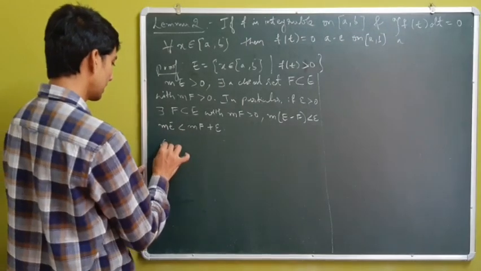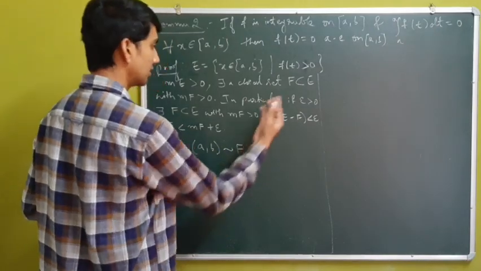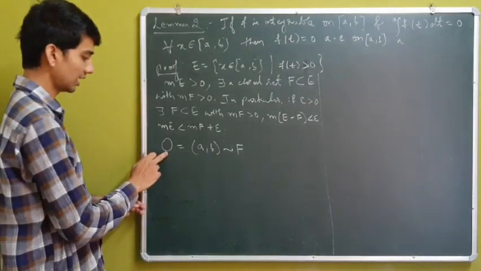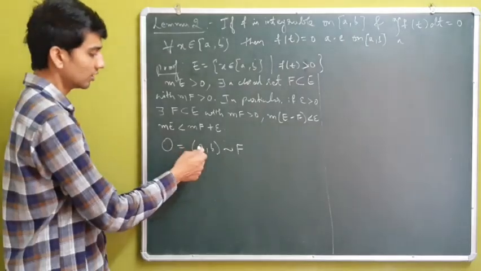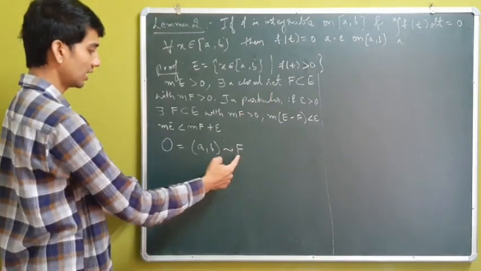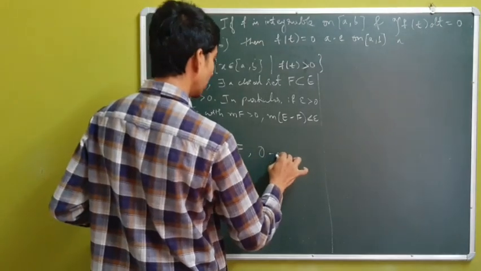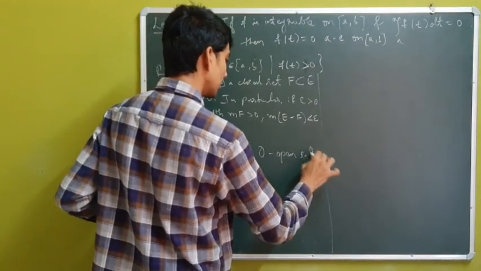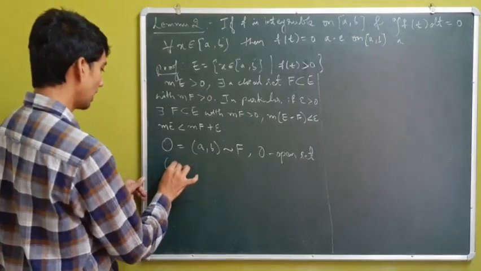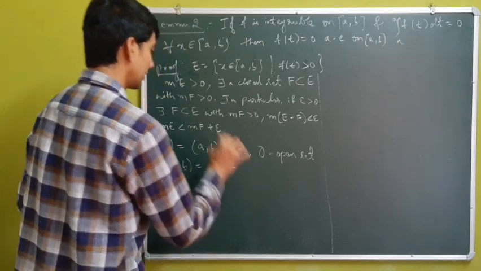Now I will set O to be the open interval (a, b) minus the closed set F which I have obtained. So I am setting O equal to (a, b) minus F. Since F is a closed set, O must be an open set. Now clearly, having O to be (a, b) minus F, I can have [a, b] to be nothing but O union F.